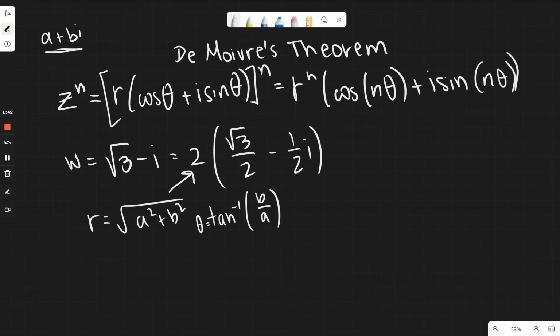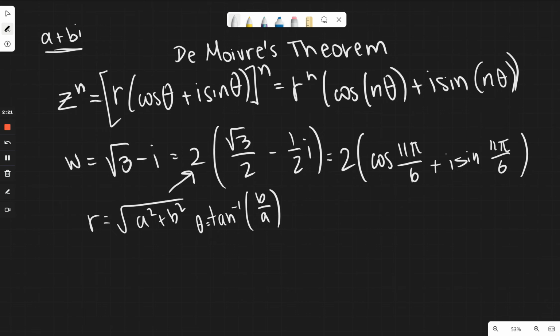But we already went over the few ways you can do this, and I'm just going to use this way because I like it better. But if you want to know more, just check out the last video. So this becomes, because we know cosine is square root 3 over 2 and sine is negative 1/2 when the angle is 11 pi over 6, 2 times cosine 11 pi over 6 plus i sine 11 pi over 6. Okay, so that is our complex number in polar form.